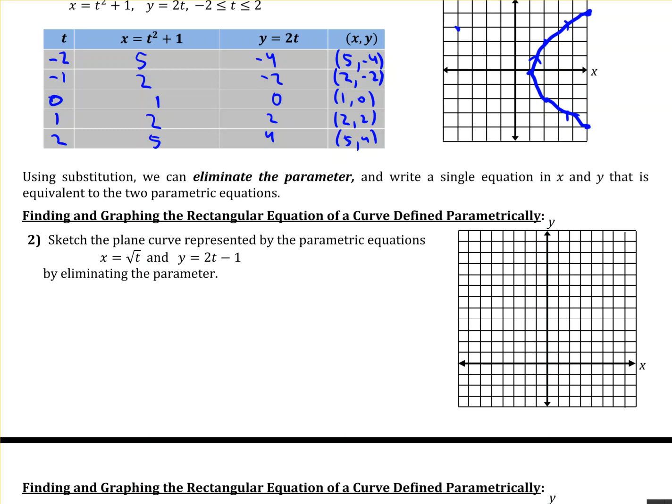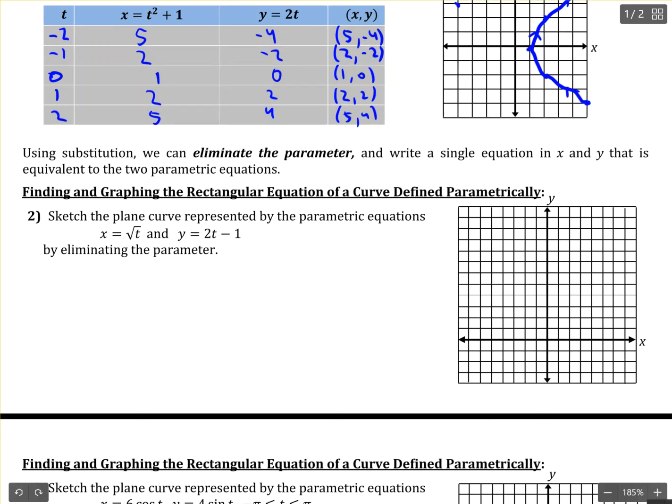All right, so sketch the plane curve represented by the parametric equations x equals square root of t and y equals 2t minus 1 by eliminating the parameter. First off, notice there are no restrictions on t. So in that case, t could be whatever is in the domain of both x and y. In this case, t must be in 0 to infinity, because I can't take the square root of a negative number. So that's the first thing to recognize.